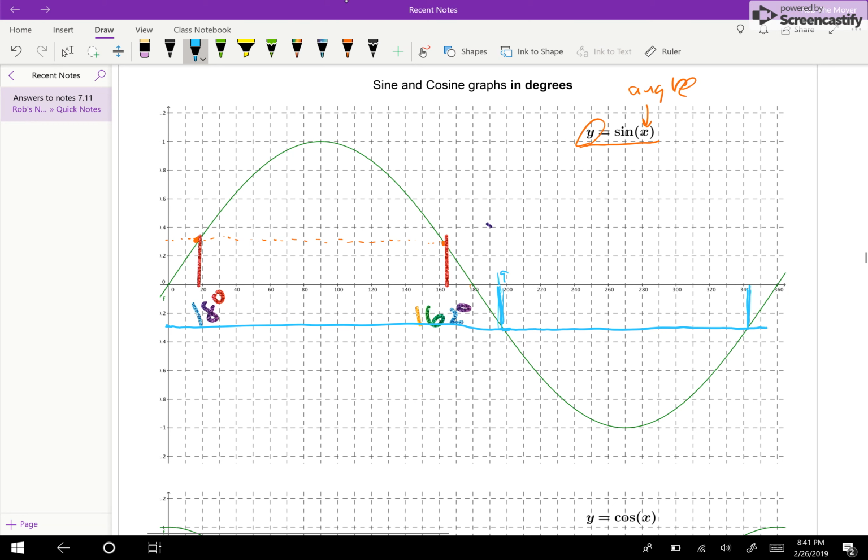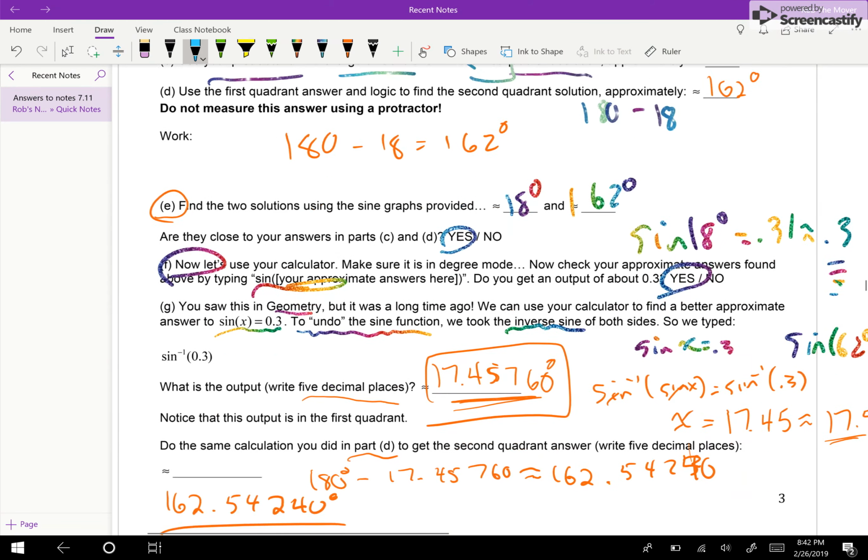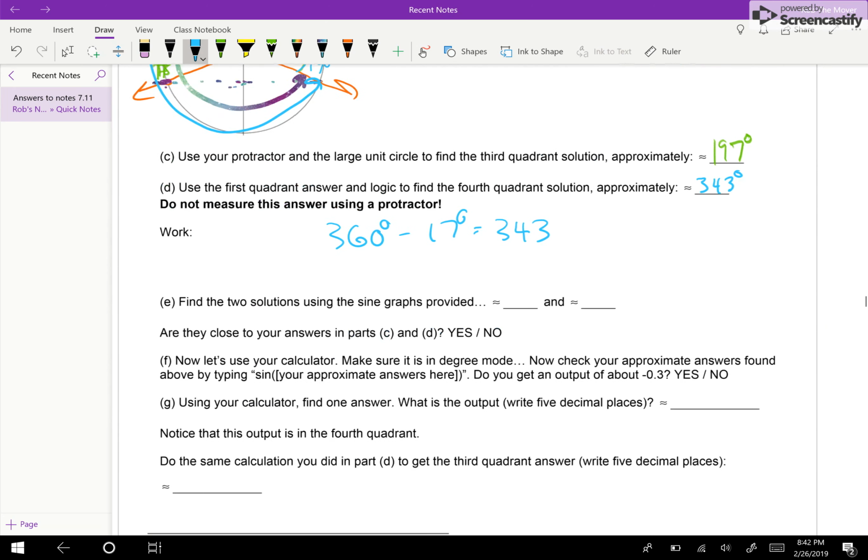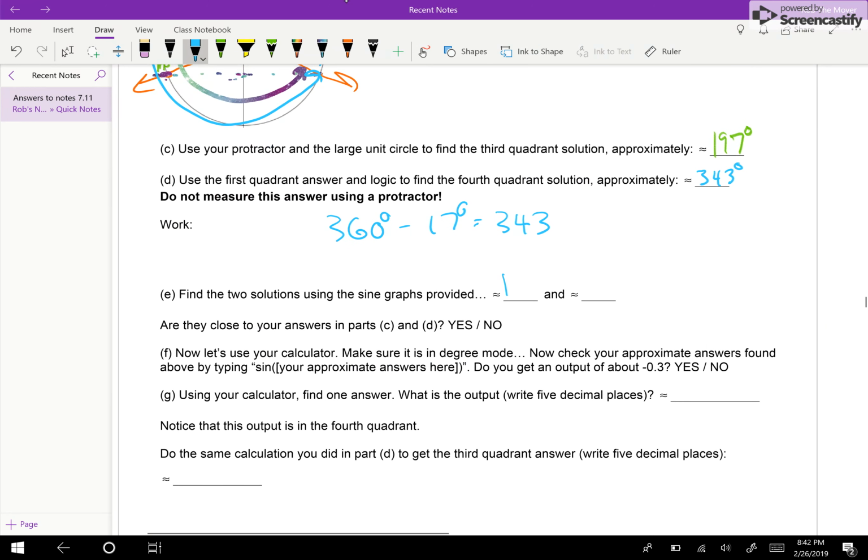I'd probably say 198 for the x value, which is the angle that I'm plugging in the sine. This one is probably 342, right? Just approximating based on my graph. So we had 198 and 342. Again, these numbers should be close, and indeed they are, right? I was just approximating based on the graph. Are they close? Yeah, they're pretty close.